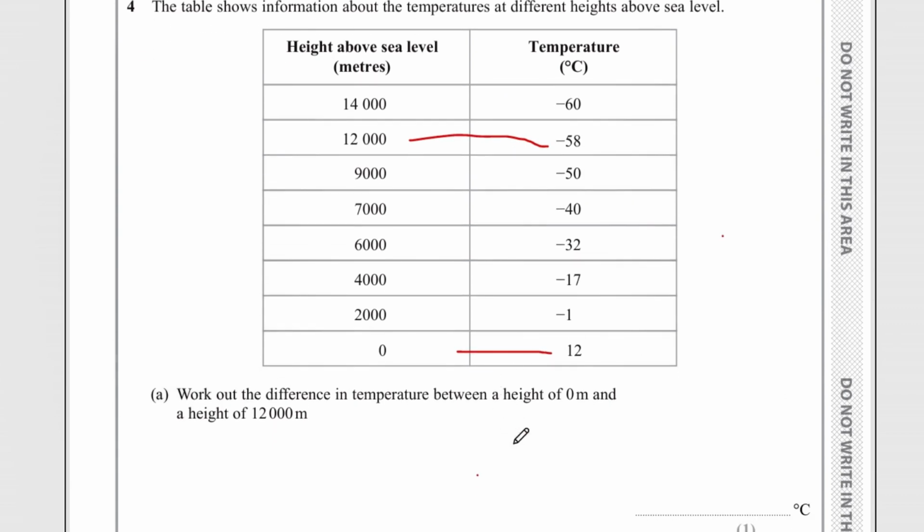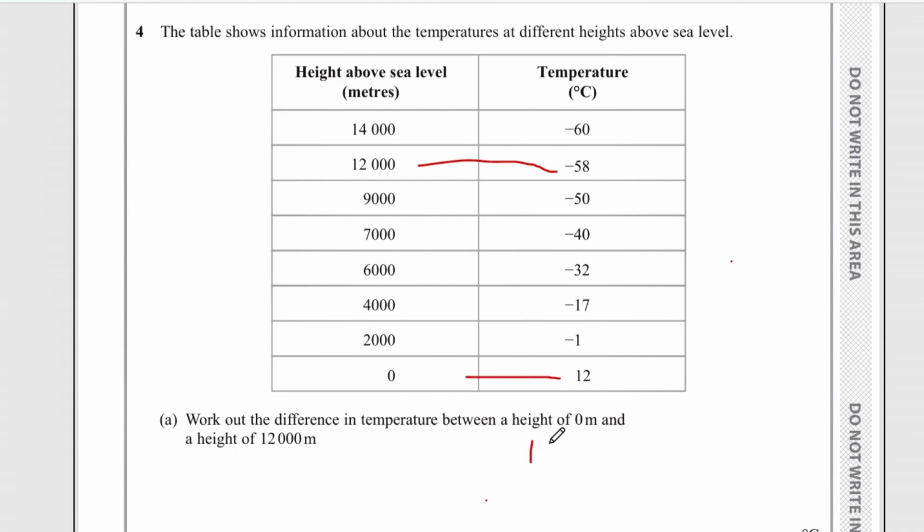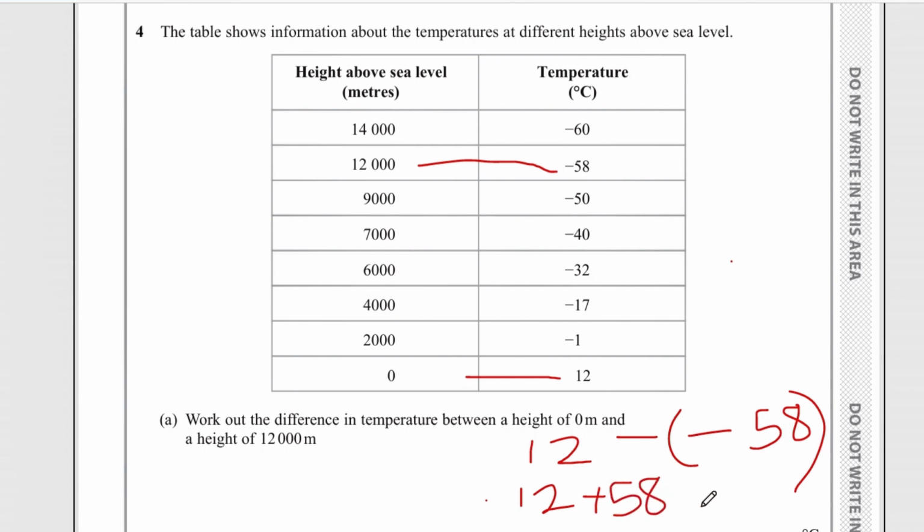Difference means subtraction. So what do you do to work out the difference? Okay, 12 is bigger than negative 58, so 12 minus negative 58. Okay, so we know that negative negative is positive. So this will give you 12 plus 58. And that gives us 70. So the answer is 70 degrees Celsius.